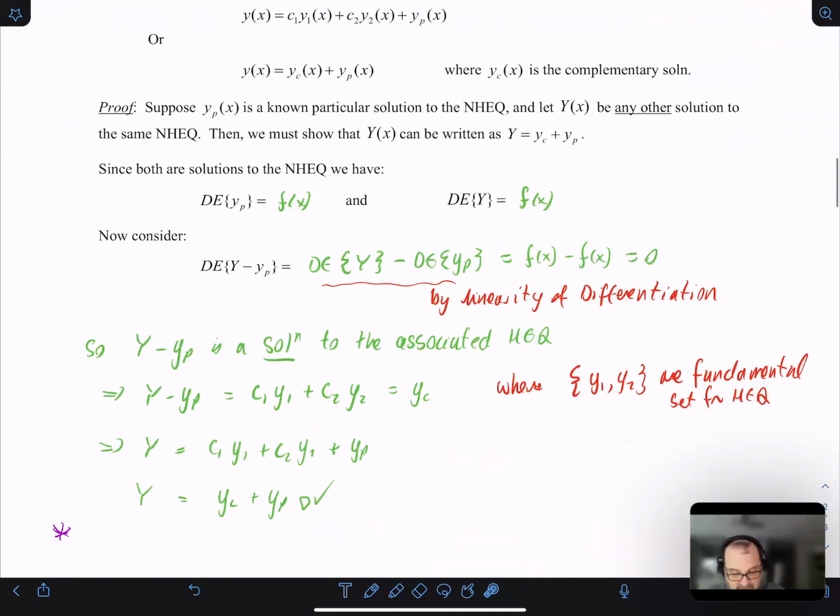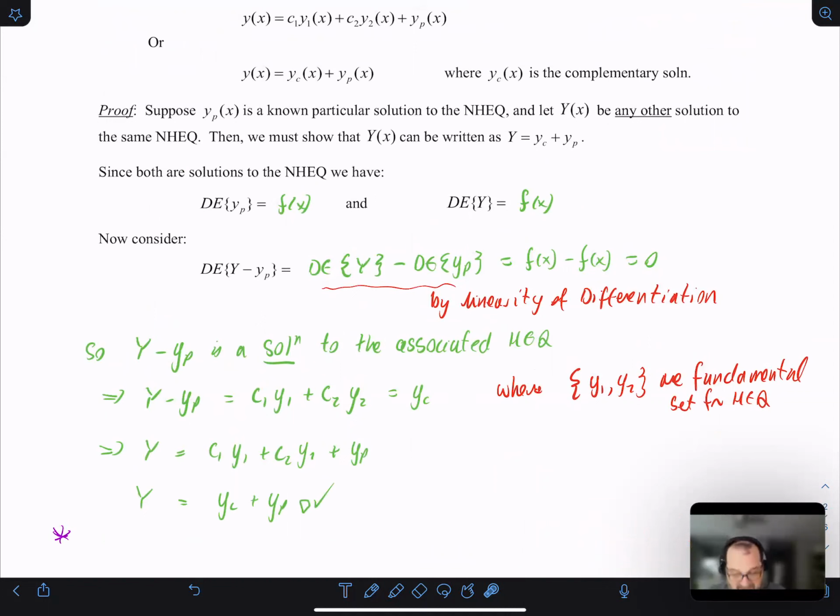Let's take a little look at the proof. The proof is actually pretty easy. It's sort of not obvious, but it's actually a fairly easy proof. So I kind of like this one.